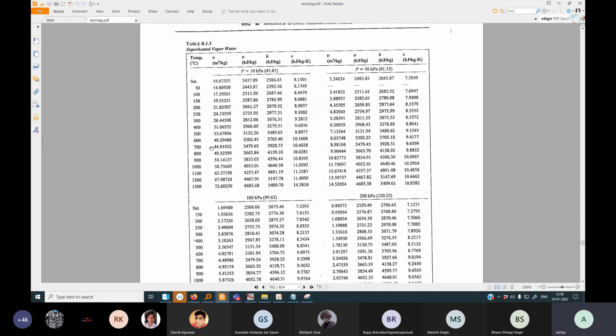This sat, whatever this sat is, what do you think this will be? At 10 kilopascal, the first entry in superheated vapor is sat. Actually, for everything there is going to be a sat. It means that that is just the point coinciding with the saturated dome end point. The rightmost point of the saturated dome is going to coincide with this. Fine.